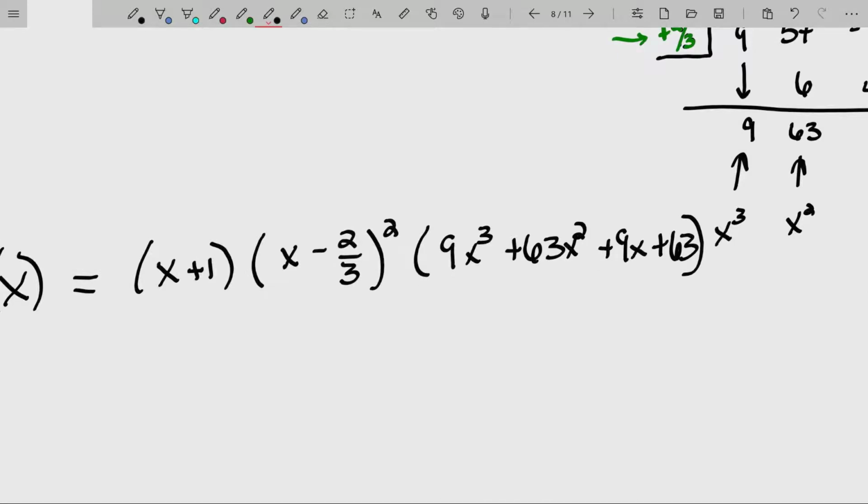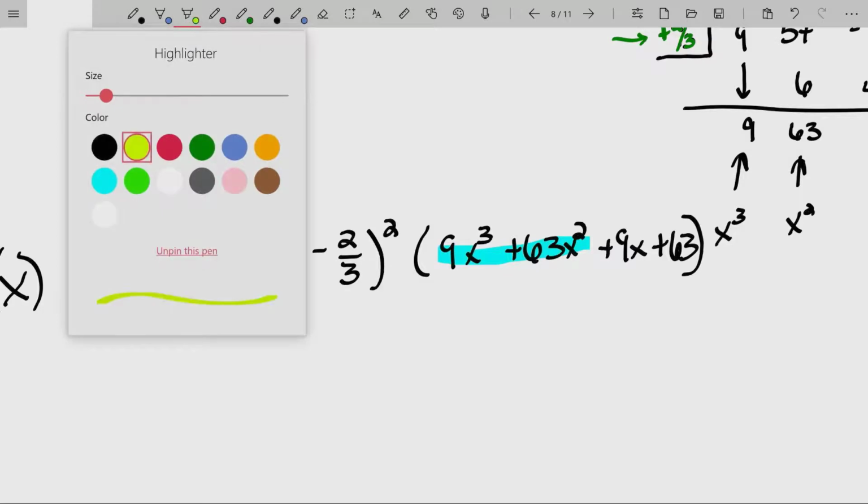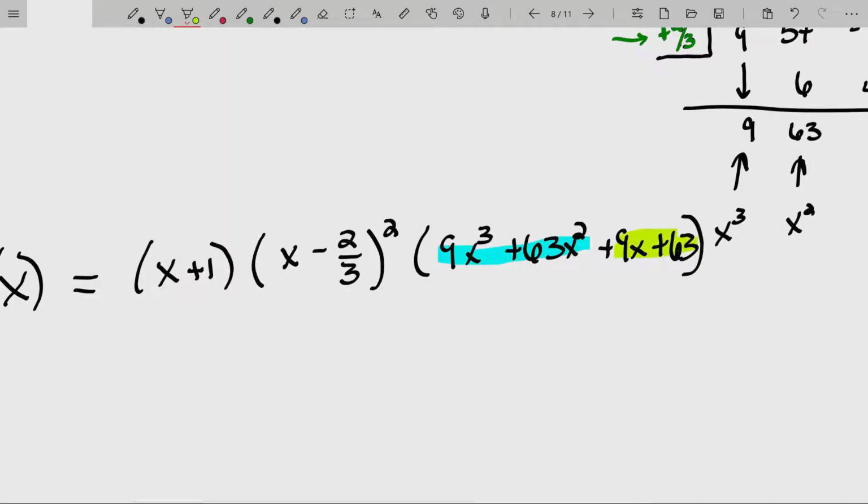And you can see that both of those groups, this group and the other group, have 3 in common. And the first group you can also factor an x squared out of. So that's what I'm going to do here. So this will equal x plus 1 times x minus 2/3 squared. Again, I'm going to factor out of that first group a 3x squared. If I do that, is that right?